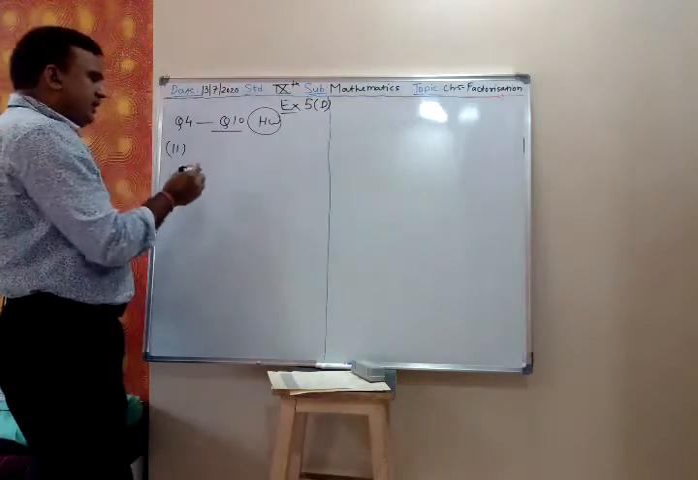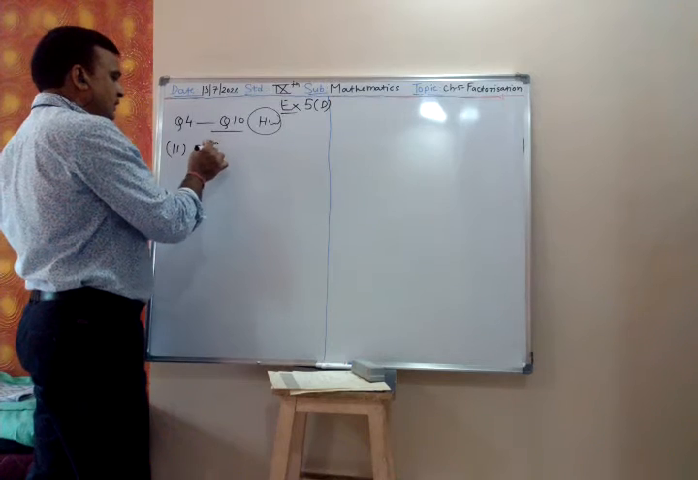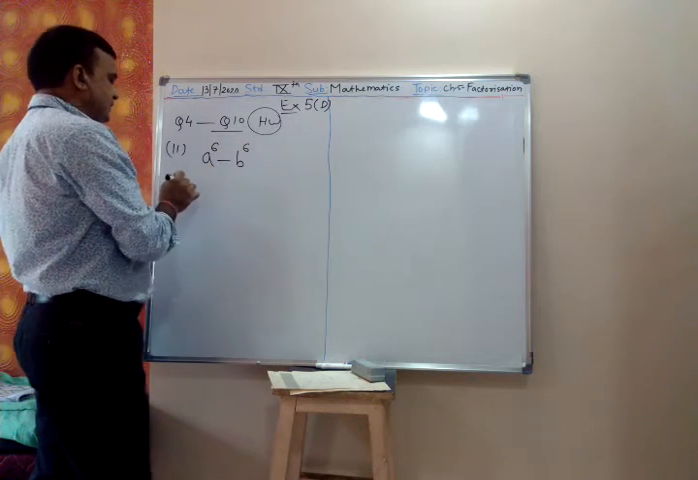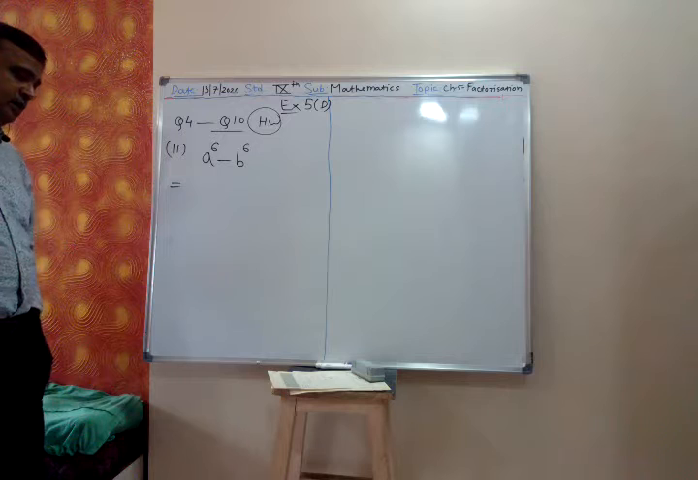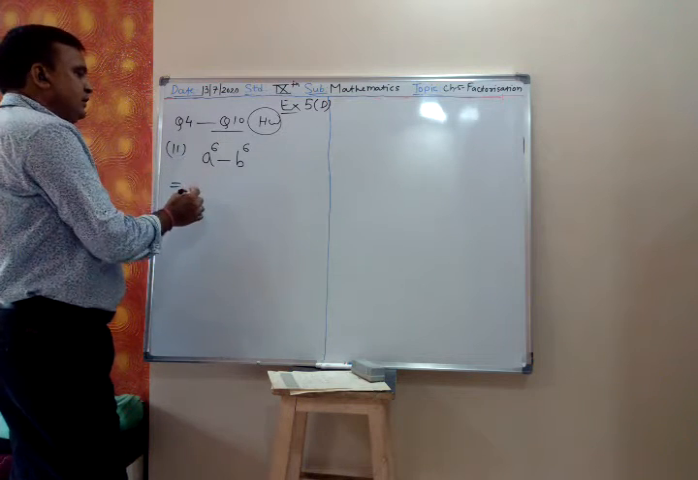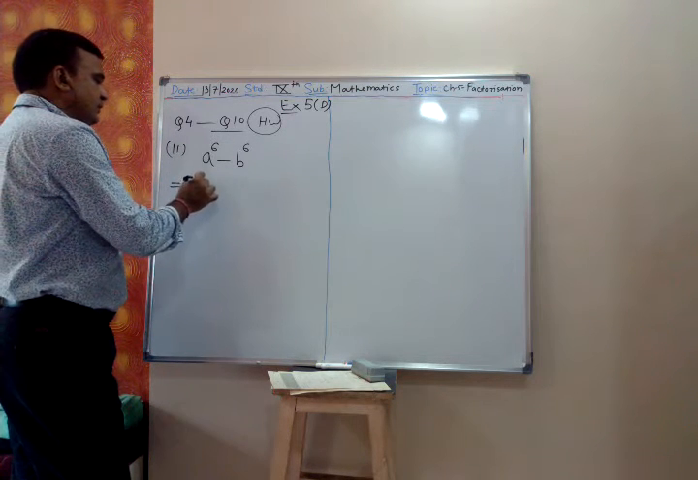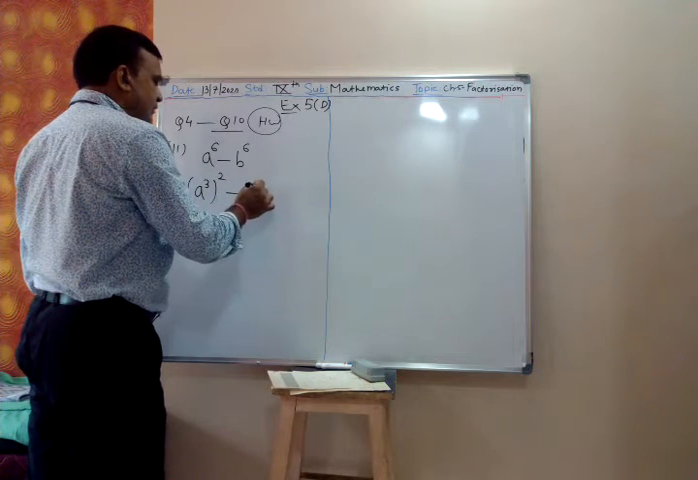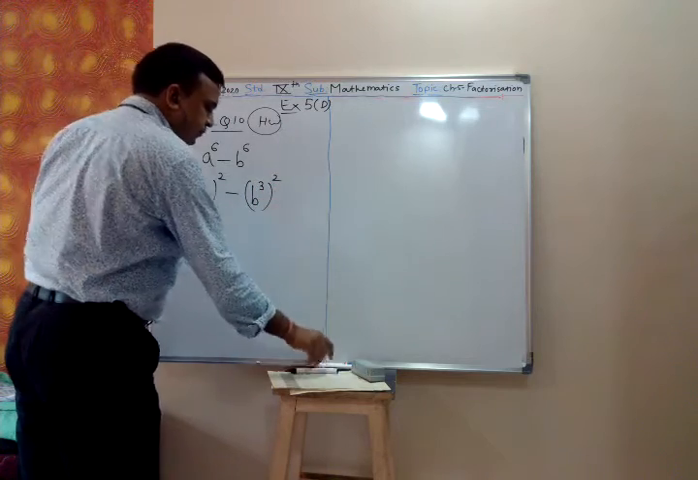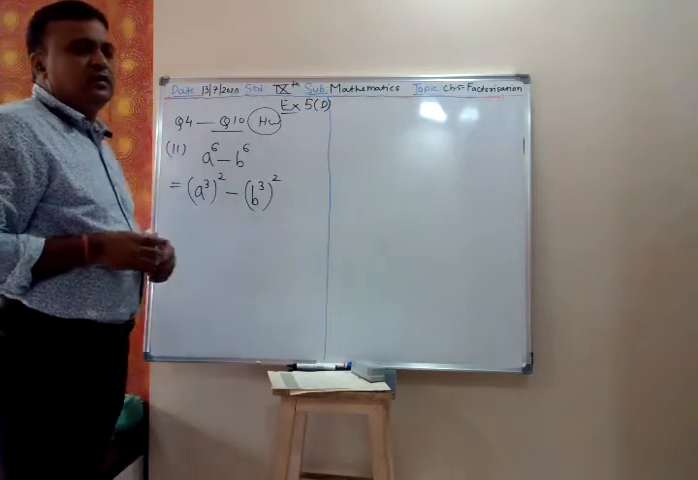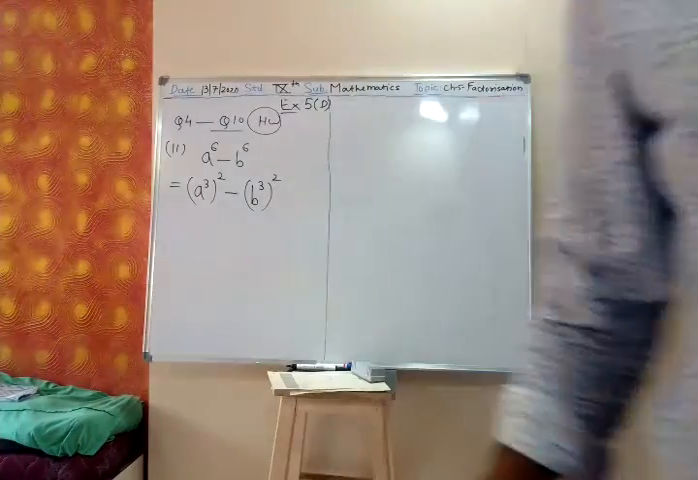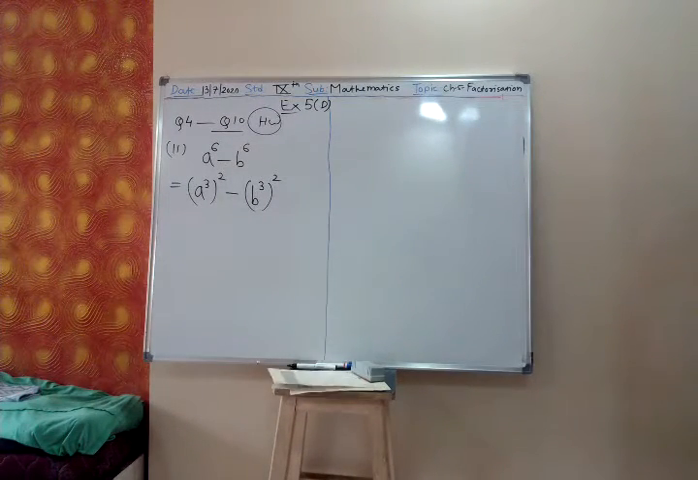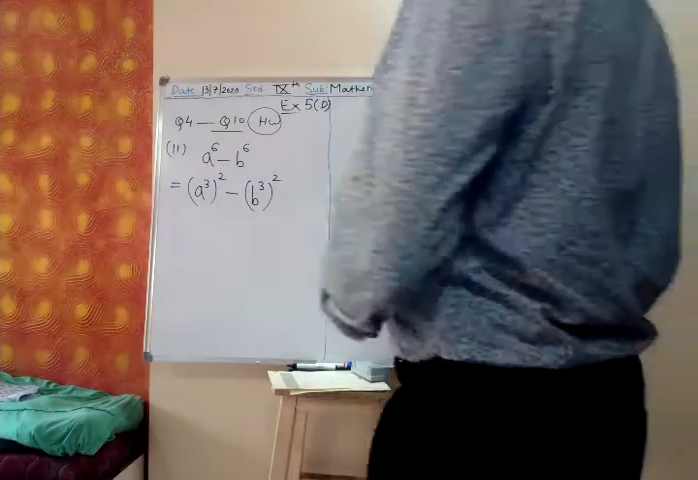Now which one are difficult, that I am doing. A raised to 6 minus B raised to 6. Now power is 6. So A raised to 6 minus B raised to 6. A raised to 6 I can write as A raised to 3 raised to 2 minus B raised to 3 raised to 2. Power raised to power.